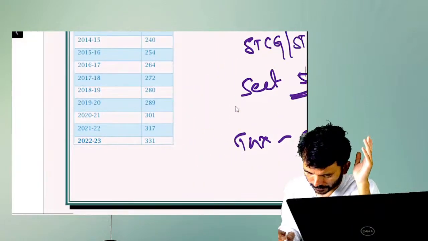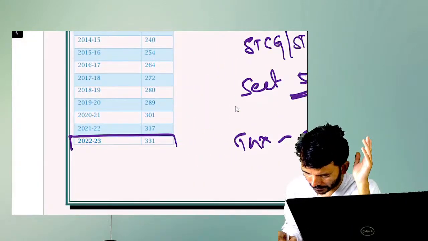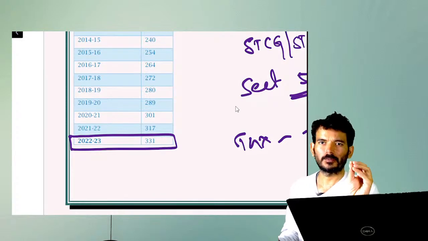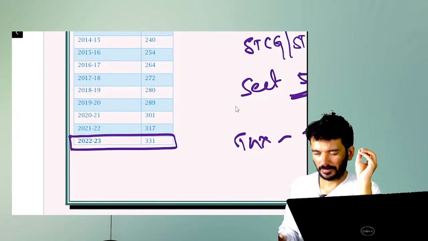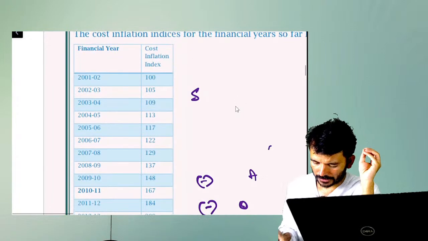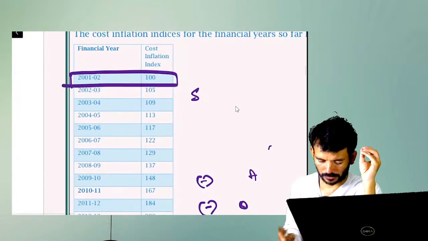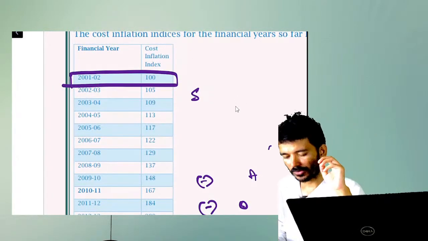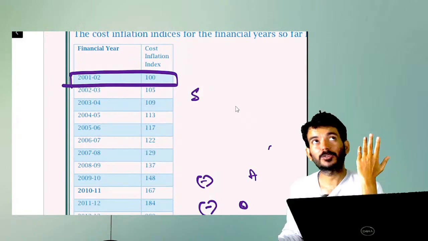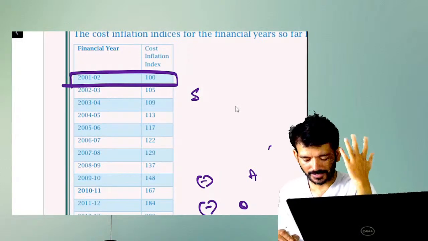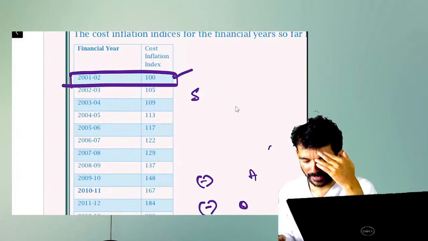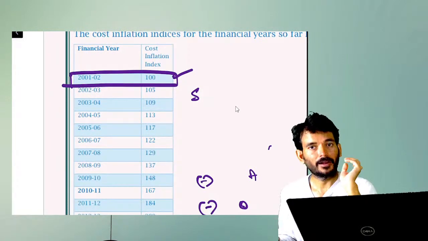So now for 2022-23, the CII is 331. This is the only thing you need to remember in examination. Everything else will be given in the question only. Originally the base year was 2001-02, which is 100. Earlier it used to be 1st April 1981. They amended it 2-3 years back and made it 2001-02. It is 100.